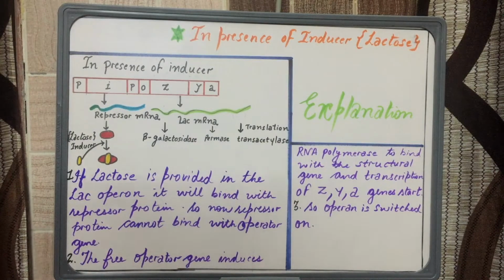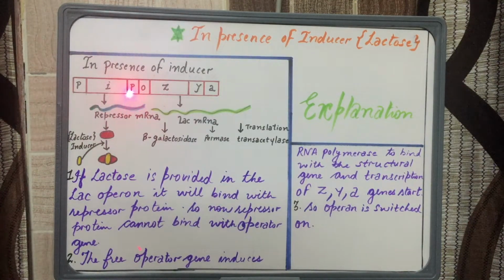Now let us look at what will happen to LAC operon in the presence of inducer, that is lactose. If lactose is present, again, first of all, the inhibitor gene will produce repressor mRNA, which will form repressor. But now the lactose is present. So this lactose will bind to this repressor and inactivate the repressor. As you can see in the diagram, the yellow colored lactose has bound with the red colored repressor and it has inactivated the repressor. So now the repressor has not bound to the operator.